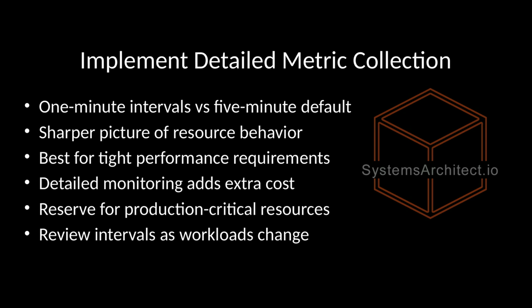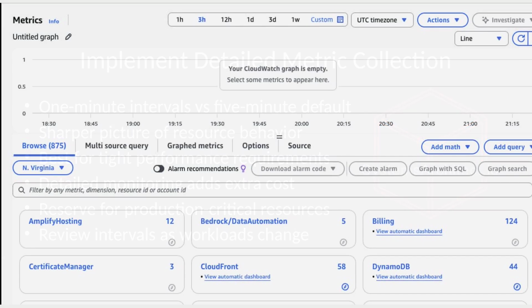1. Implement detailed metric collection. Standard CloudWatch metrics arrive at 5-minute intervals by default, which is often too coarse to catch fast-moving problems before they escalate. Why collect metrics every minute? Detailed monitoring collects metrics at 1-minute intervals instead, giving you a much sharper picture of how your resources behave under load, though it does add cost per metric.